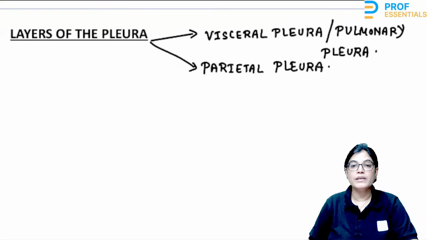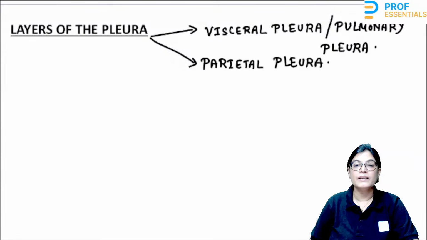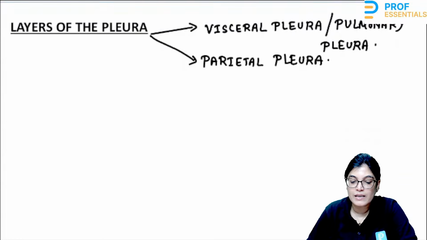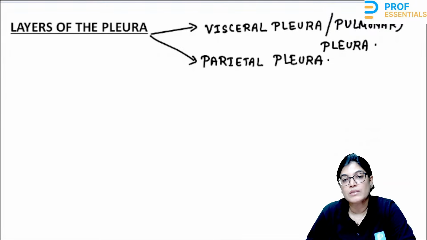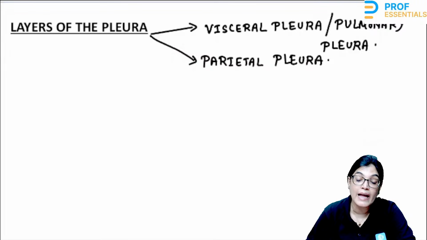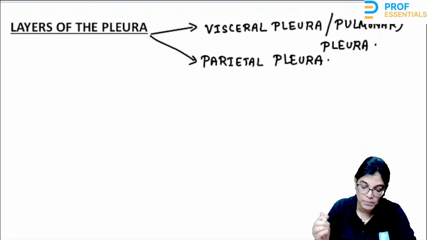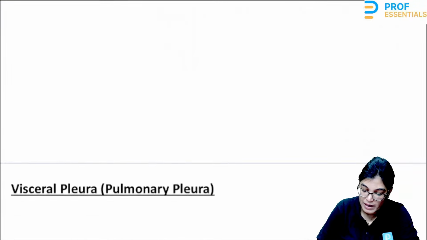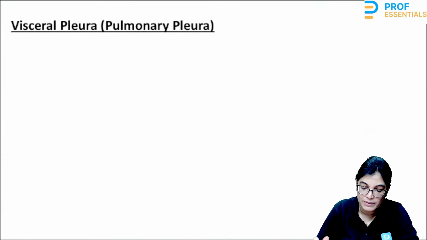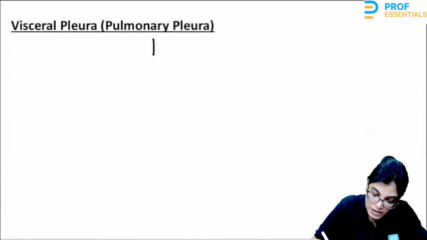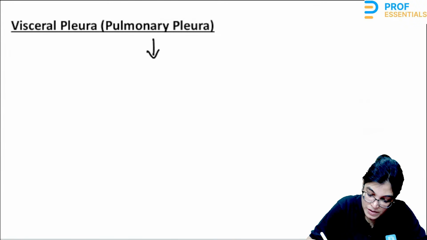Okay, we have got two layers, the pulmonary and the parietal pleura. Done with this. Now it's important: the visceral pleura is adherent to or covers the lung surface except at the hilum and along the attachment of the pulmonary ligament. So let me talk about the visceral or pulmonary pleura first, and tell you about the important features.